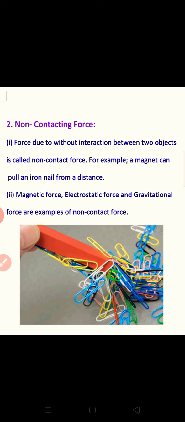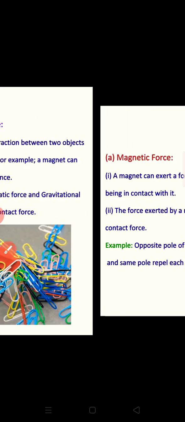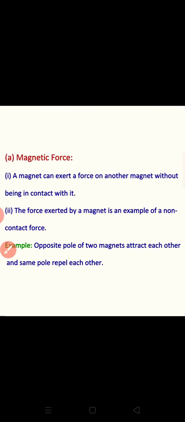So these are of three types. First one is magnetic force, second is electrostatic force, and third one is gravitational force. These are the three types of non-contact forces. Now moving on to the first, magnetic force.